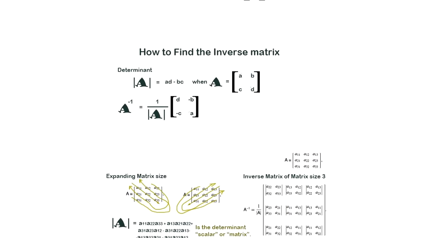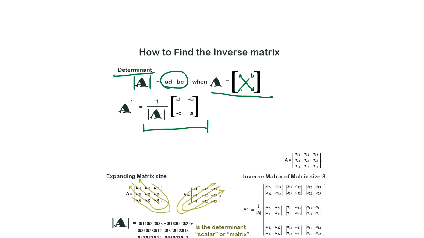The inverse matrix is given by this. It's called a determinant. What is a determinant? Use this absolute value notation. When the matrix is A, B, C, D, the determinant is a single value, AD minus BC. AD multiply, minus BC. Okay? And the inverse matrix is given by this formula.